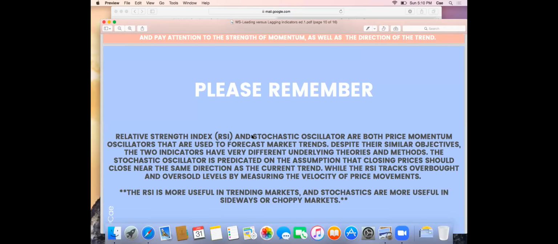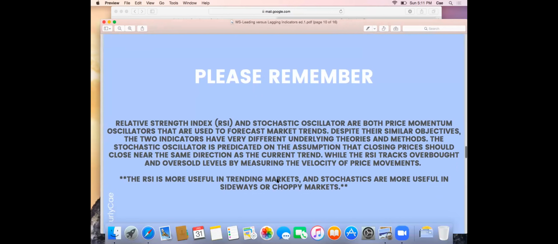The RSI is more useful in trending markets, which is why you see a lot of traders use this one. And the stochastics are more useful in sideways or choppy markets. So when you're seeing the market consolidated or moving sideways or not really picking a direction, that would be a good time to use a stochastic oscillator.